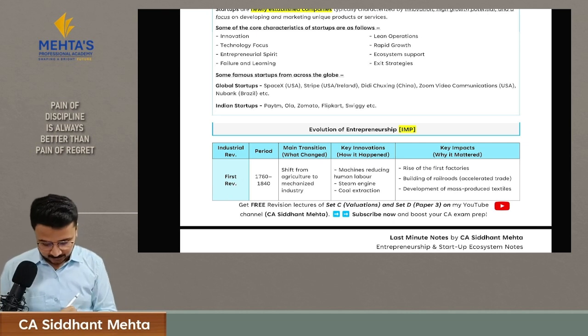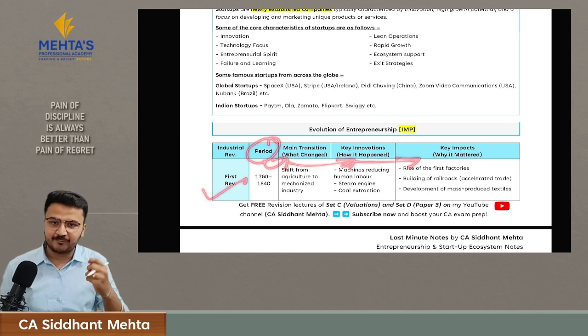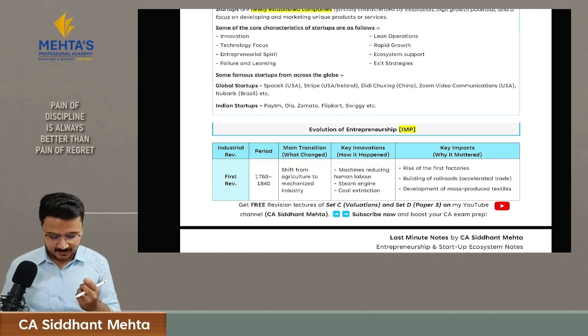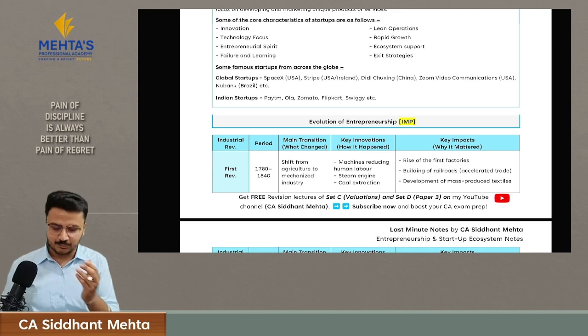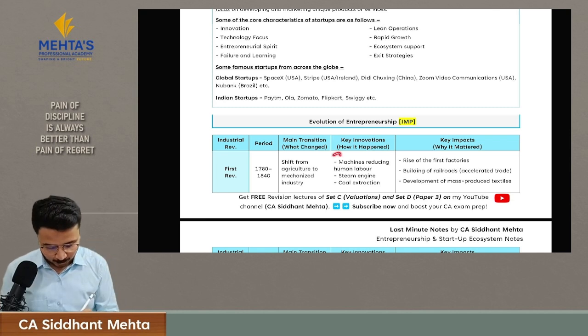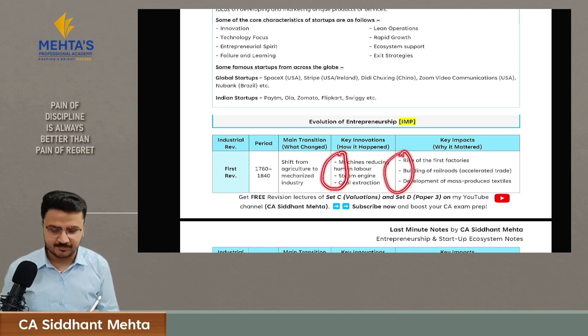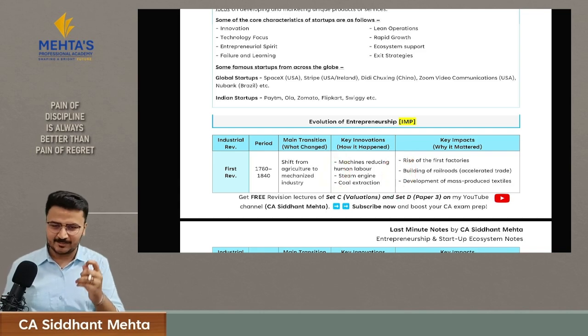If you want to understand the first revolution, what was the period for it, what change happened in the first revolution, how it happened, what were the impacts from these changes. So you can see, if you want to understand about the first revolution in the form of this table, it will be very easy for you. Also it will be very easy for you to retain this information because it has been presented in a point wise manner. This is how last minute notes will make your life a little bit easier.